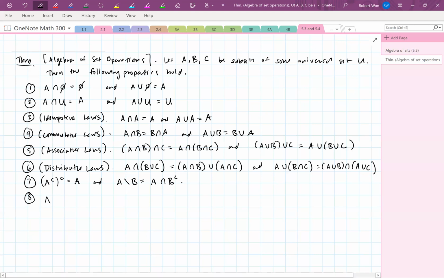Okay, 8 tells you what happens if you take the set theoretic difference with the empty set or the universal set. Hopefully you can guess that this is A and this is the empty set. You either take nothing away from A or you take everything away from A. Okay, 9 tells you about the complements of the universal set and the empty set. So the complement of the empty set, that's everything, and the complement of everything is nothing, the empty set. 10, these are De Morgan's laws.